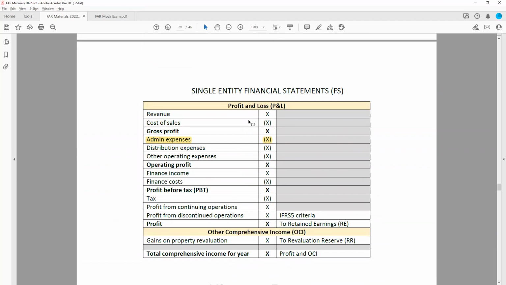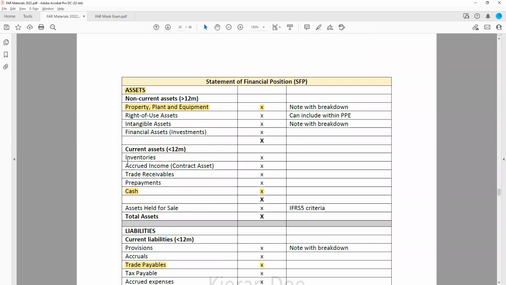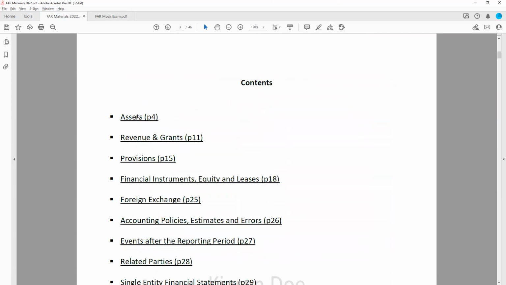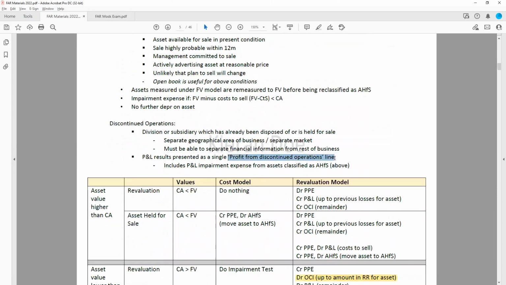But if it's a separate division, then it could be that the profits and losses, including the impairment on remeasuring those assets down, would all be presented in discontinued operations. So you take the revenue out of revenue and you take the distribution expenses out of distribution, you'd lump them all together as a single profit figure here. So that would be from a P&L point of view. We're focusing on assets here because we've got assets held for sale. We've looked at those conditions there. We've got the conditions as well for it to be treated as a discontinued operation. So we present them as a single line.